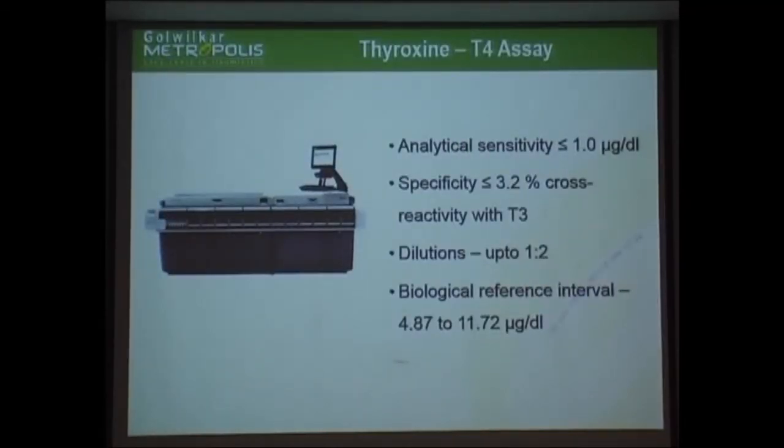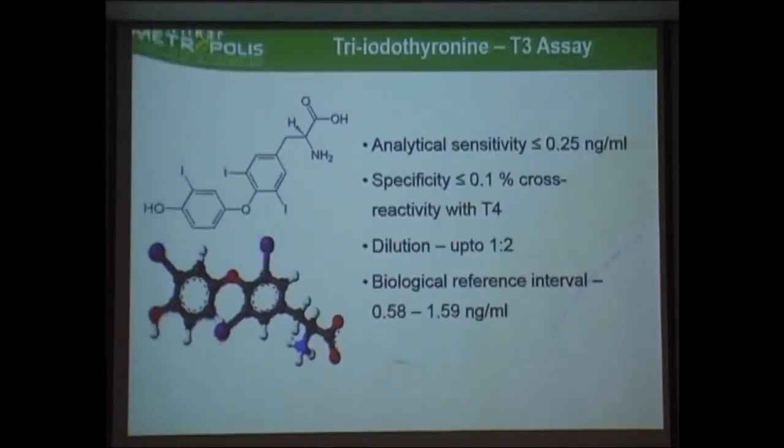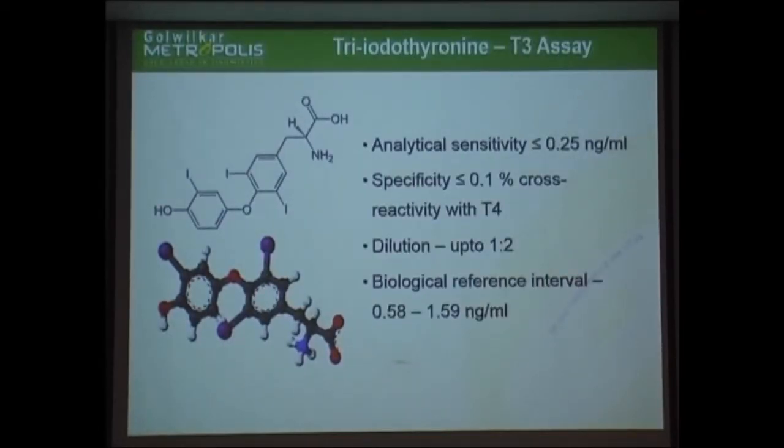T4 assays have an analytical sensitivity of less than 1 microgram per deciliter with less than 3.2% cross reactivity with T3. The triiodothyronine or the T3 assays have an analytical sensitivity of less than 0.2 nanograms per ml and less than 0.1% cross reactivity with the T4 assays.